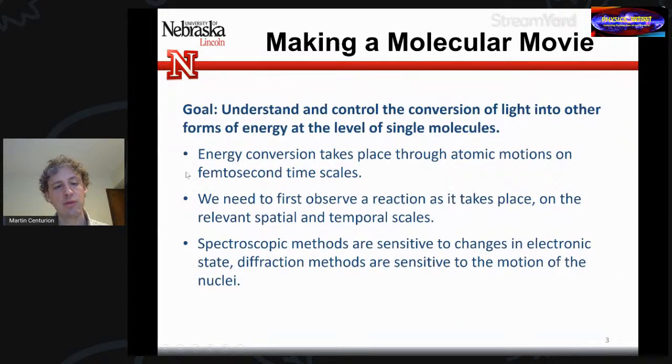And there are two things that happen. When you excite with the laser, the electronic configuration changes, and the nuclear configuration also changes. And the method that I'm going to describe is one which is good to look at the changes in the structure, so the motion of the atoms. And there are many other spectroscopic methods which can look at the changes in the electronic state of the molecule. So these two types of measurements are complementary.